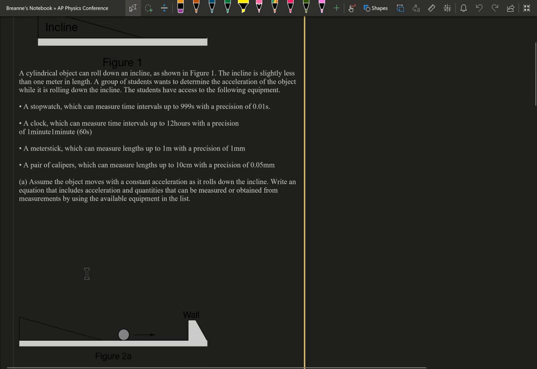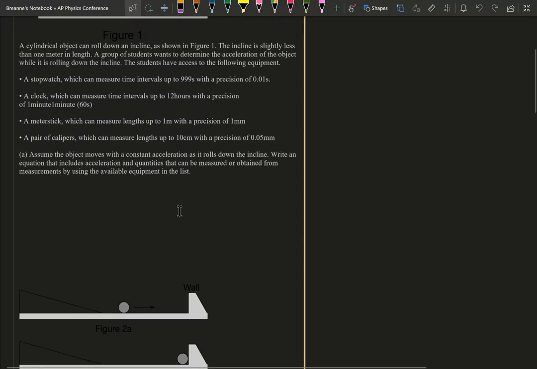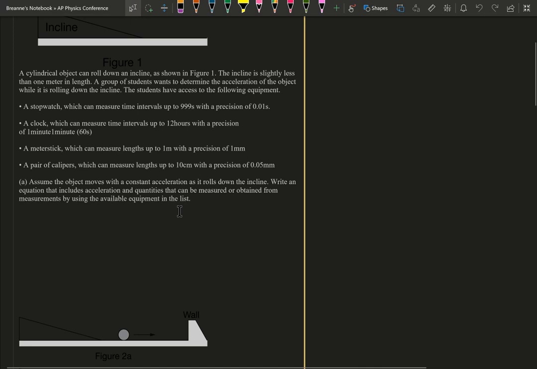Besides the lab question, this is basically a very mini version of derive the equation. If you remember, 1D motion questions were at the beginning of the school year. So let's think about what can be measured. We know we can measure time. We're looking for acceleration. We can measure time, and we can measure the distance. Those are things we can measure.